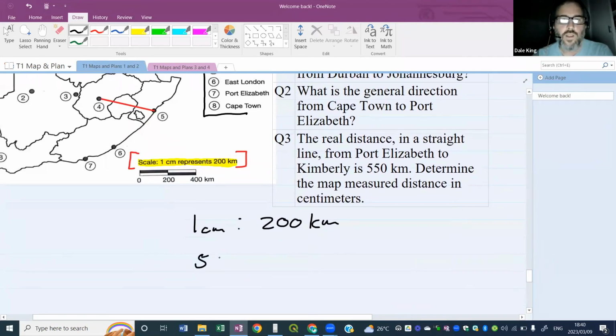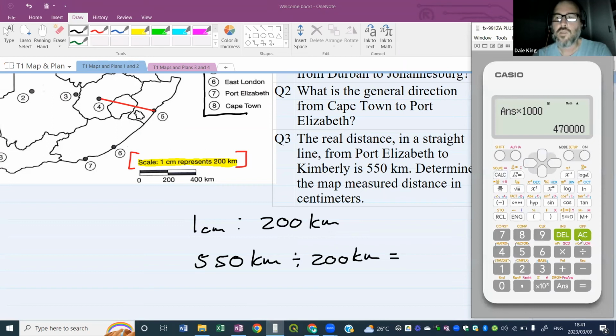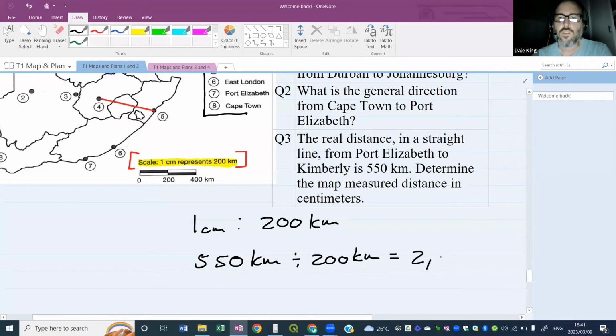So that's division, right? So 550 kilometers divided by 200, because each 200 in here is 1 centimeter. So how many of these 200s do I have? Well, I've got 550 divided by 200, and we get 2.75. And so it's 2.75 centimeters.